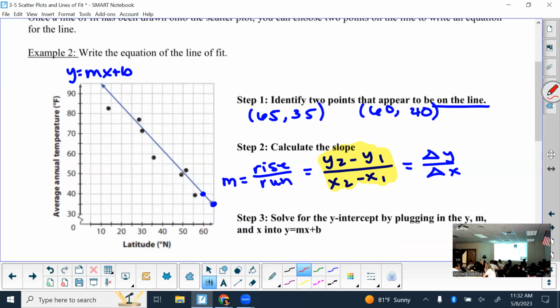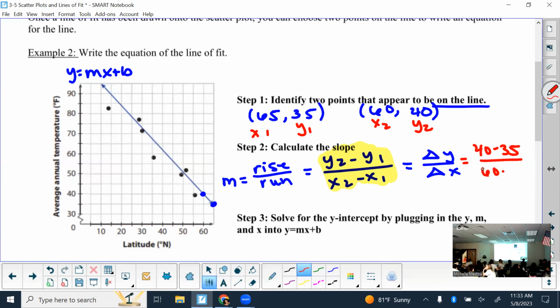To use that one, label one of your coordinates as x1, y1, and the other as x2, y2, and then plug it in. Keep in mind, the person next to you could have chosen different coordinates and they'll get really similar answers, because we're estimating the trend line. Depending on what coordinates you pick, we might have slightly different answers, but they should all be around the same numbers.